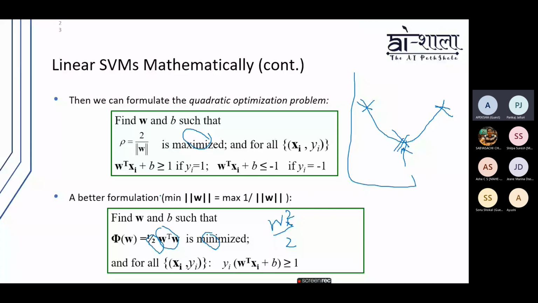This thing is clear. So in books, you will see this minimizing equation. Why? Because we don't want to maximize anything, we want to minimize it. So instead of maximizing 2 by W, I will minimize W by 2, and instead of minimizing W by 2, I will minimize W square by 2, which is WTW by 2. And the remaining equation remains the same. Up till now, I think there's no confusion.